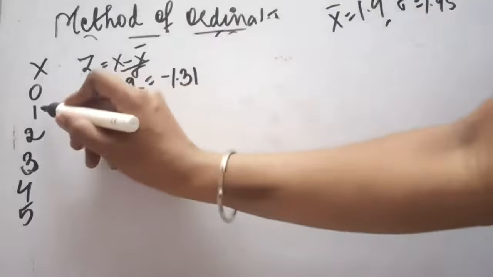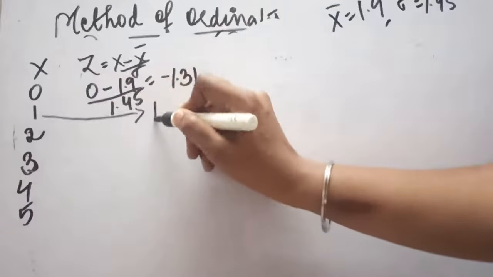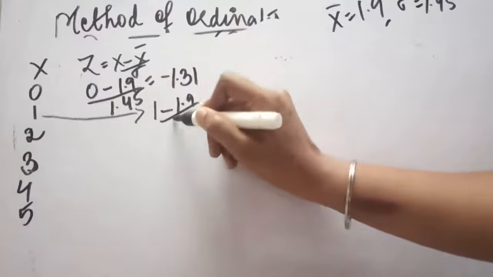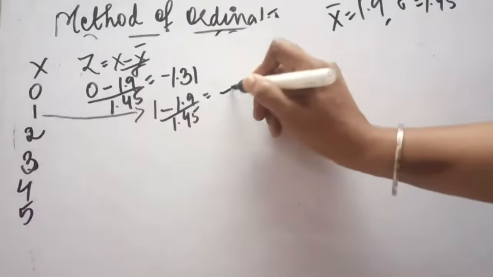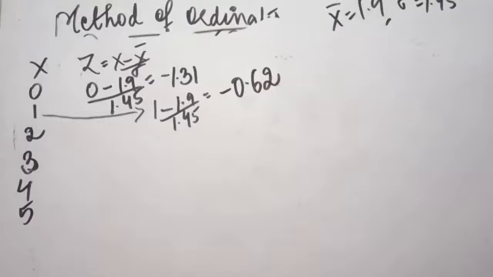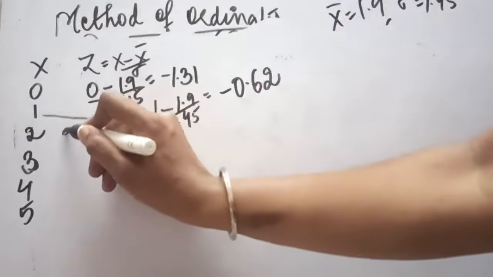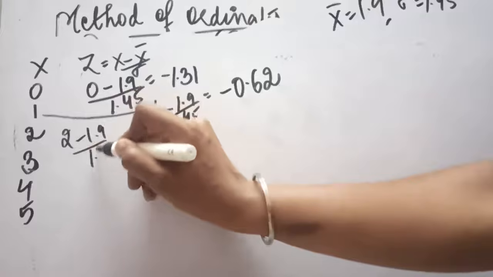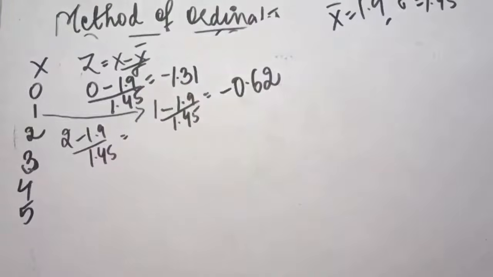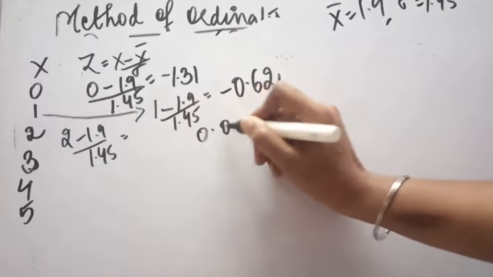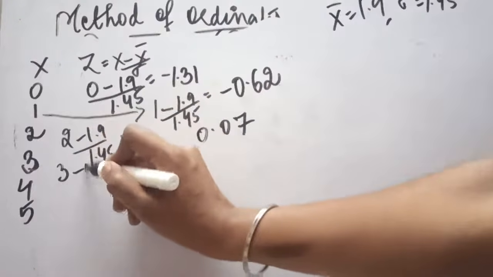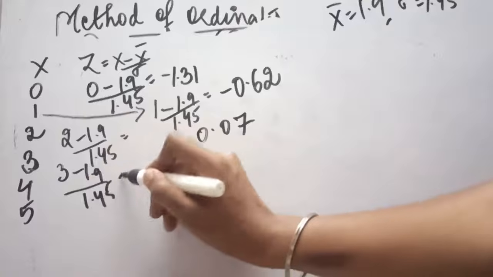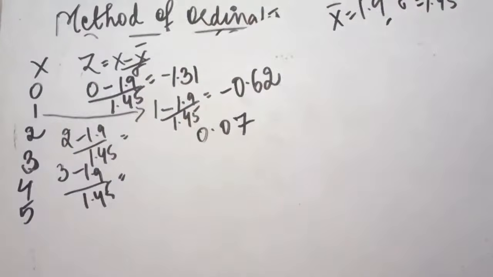Now for the second, x is 1, minus the mean, and the mean and standard deviation will be the same. This value comes out to be minus 0.62. Now for the third value, x will be 2, the mean and standard deviation are the same. Calculating this, the value comes out to be 0.068, so we can take it as 0.07. In the next, the value will be 3 minus 1.9 divided by 1.45. Like this, we have to calculate z for every point.